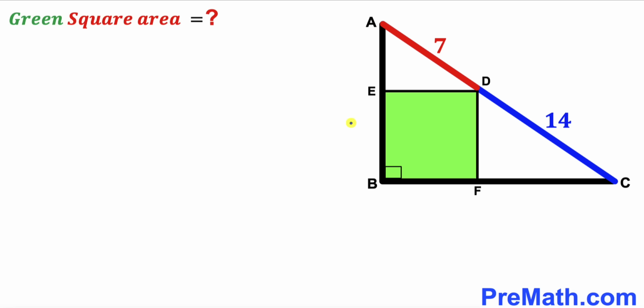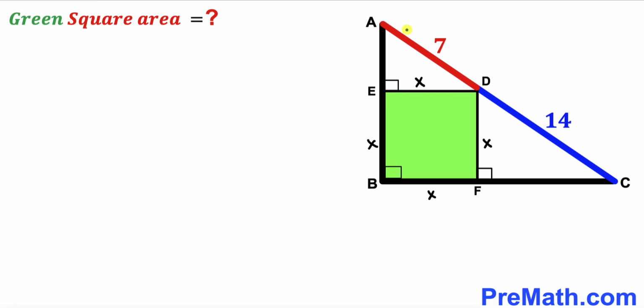And here's our very first step. Let's focus on this green shaded square EBFD. We know this is a square, so all these side lengths are equal. If I label this side length x, then this side length is x, x, and x across the board. Furthermore, these angles are 90 degrees each, since we are dealing with a square.